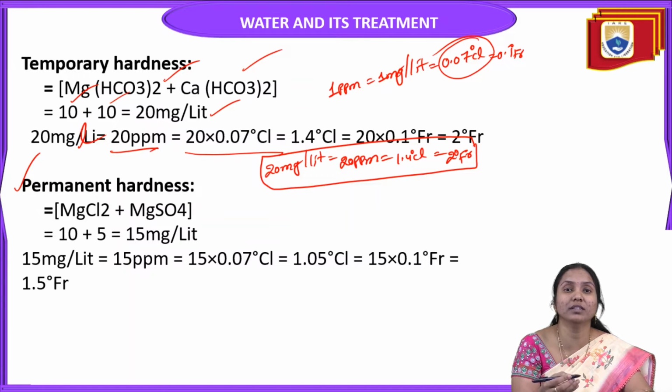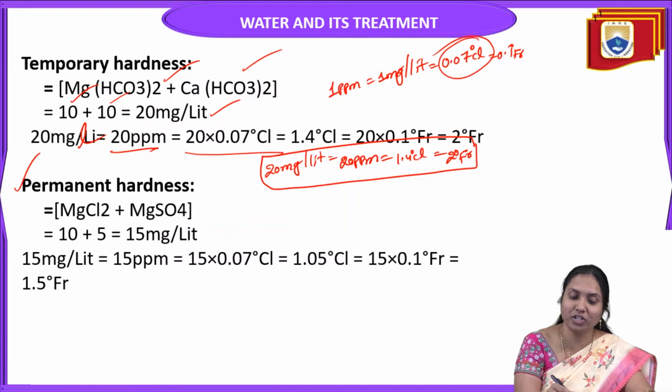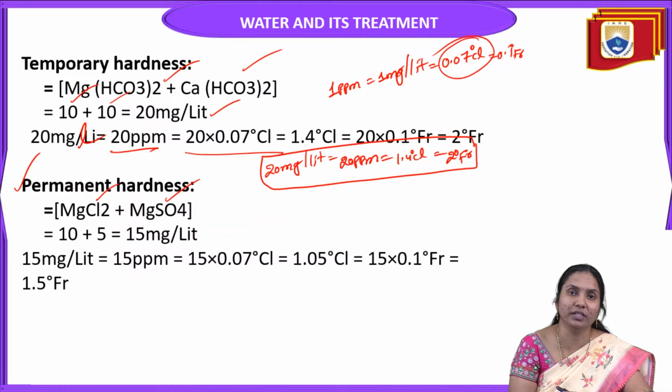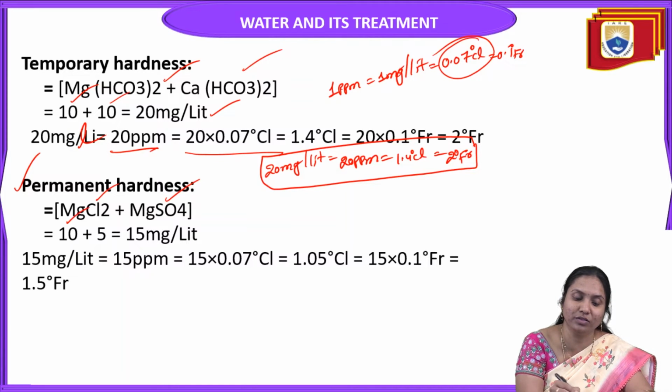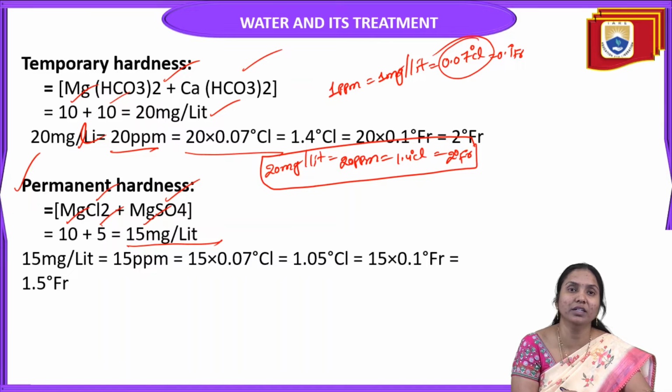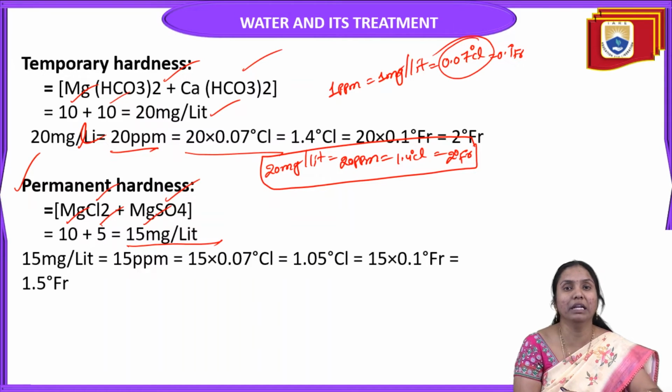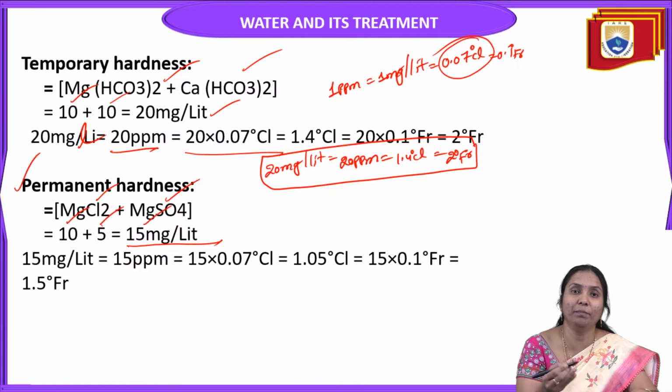Now let's discuss permanent hardness. What are the permanent hardness causing salts present in the given water? Magnesium chloride and magnesium sulfate. These hardness causing salts converted into equivalent of CaCO3 give a magnesium chloride value of 10 and magnesium sulfate of 5. So total permanent hardness is 10 plus 5, which is 15 milligram per liter. How many ppm is that? Mathematically, 1 ppm equals 1 milligram per liter, so 15 milligram per liter equals 15 ppm.